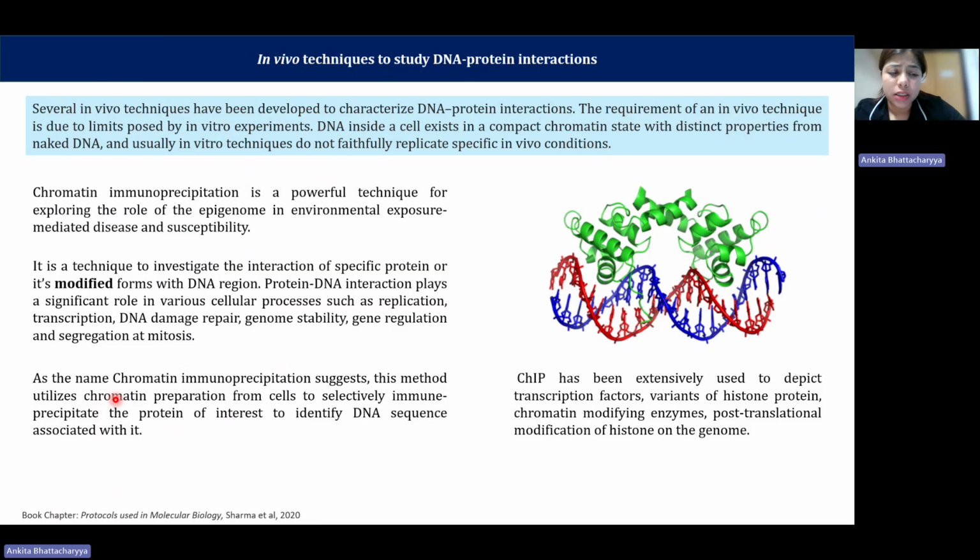So this is what we mean by chromatin capture. It captures the chromatin in its nascent or physiological state, irrespective of whether it is bound or unbound. That's how you capture it. And it utilizes chromatin preparation from cells to selectively immunoprecipitate the protein of interest and to identify what DNA sequence is actually bound to it. So ChIP has been extensively used to detect transcription factors, variants of histone protein, chromatin modifying enzymes, post-translational histone modifications, etc. So this is how ChIP actually works.